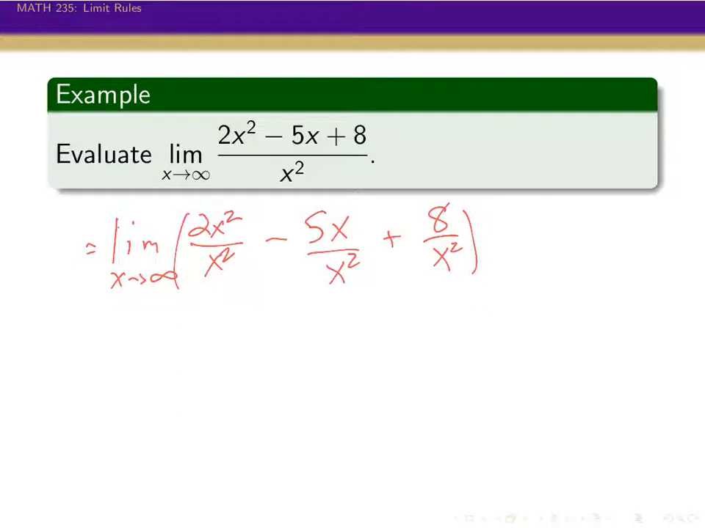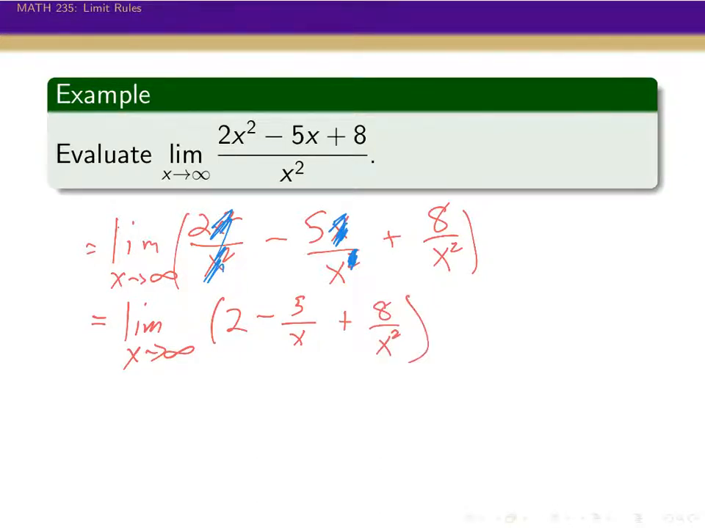Now we can cancel off x's for each of these. We have x squared on top and x squared on the bottom in the first term, and so those cancel off. I have 5x over x squared, so 1 power of x goes away on the top and bottom, leaving 5 over x. And then plus 8 over x squared, there's nothing to cancel there. So we can think about this as being the limit as x goes to infinity of 2 minus 5 over x plus 8 over x squared.